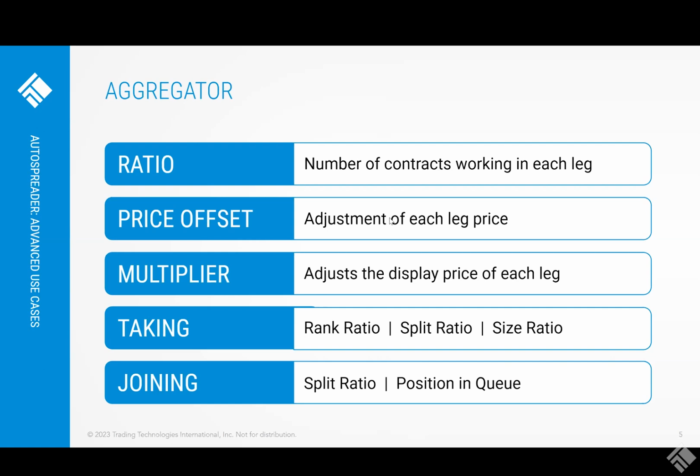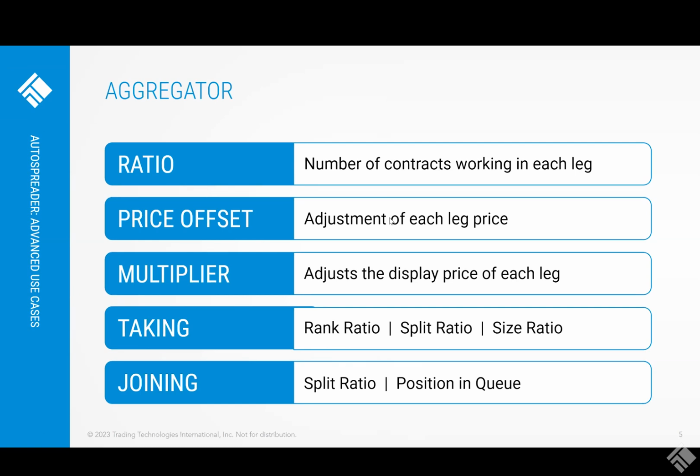We'll take a look. You'll see though that there is a ratio for Aggregator. Again, number of contracts working each leg. There is a price offset, adjustment of each leg price. This allows you to adjust the price of each leg by a set number of ticks. You usually do set this to 0 though. Then we have the multiplier. This is used to adjust the display price of each leg, with the goal being to have them all display in the same format.